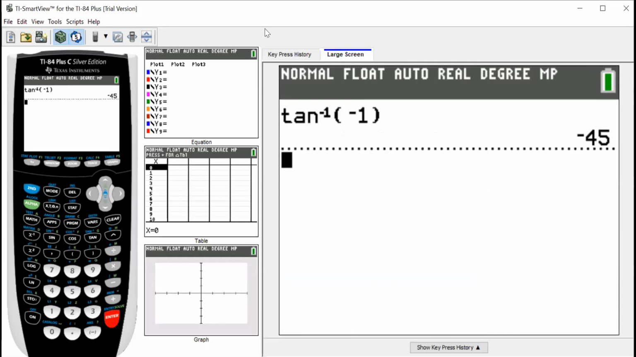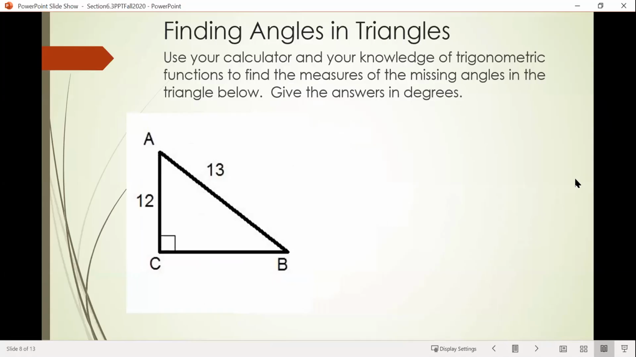Okay, so let me go back to the PowerPoint. We're going to find, again, the measures of the missing angles here. We already know this angle C is 90 degrees, but we need to find the measure of angle A and the measure of angle B. The way we can do that is using inverse trig functions. So let me show you an example of that.